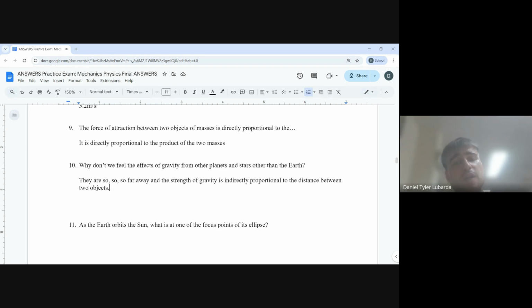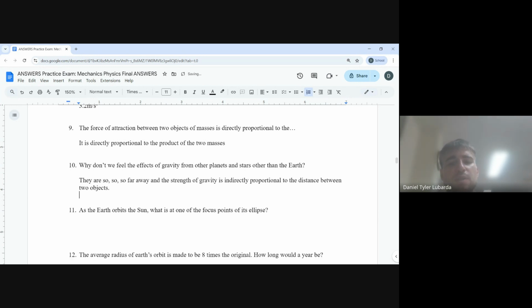Number 11. As the Earth orbits the Sun, what is one of the focus points of its ellipse? So as planets orbit the Sun, they go in an ellipse. And if you remember Kepler's laws, you'll remember that the Sun is at one of the focus points of the ellipse.